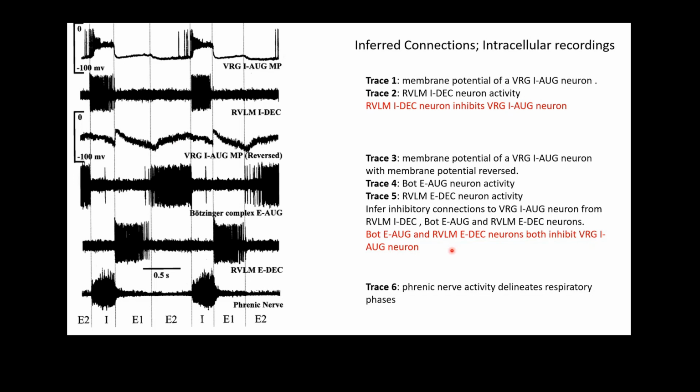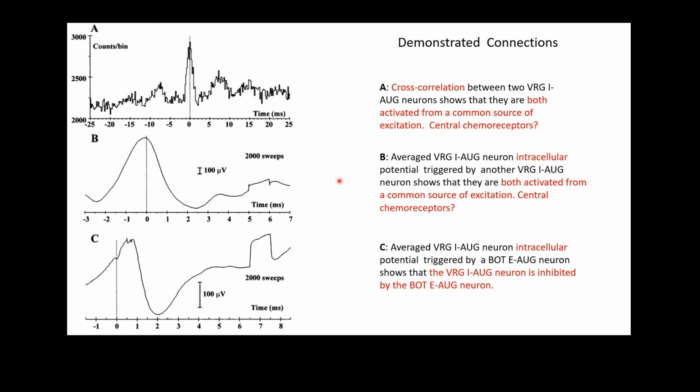And so we infer the connection by looking at the membrane potential: both the Bötzinger expiratory augmenting neuron and the EDEC neuron in the rostral ventral lateral medulla inhibit the ventral respiratory group inspiratory augmenting neuron. So this is the demonstration, or the proof, if you like, of those connections that Azuma showed in his diagrams. And we can more or less prove what's happening here too.